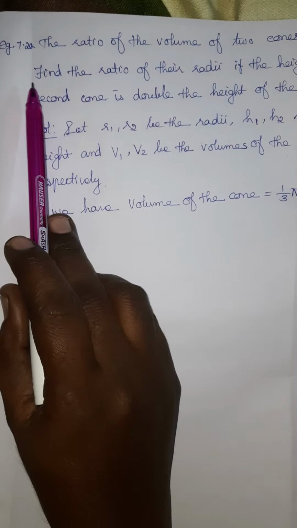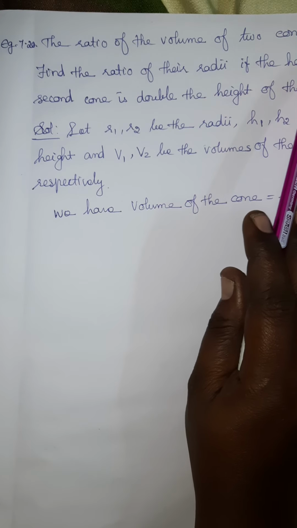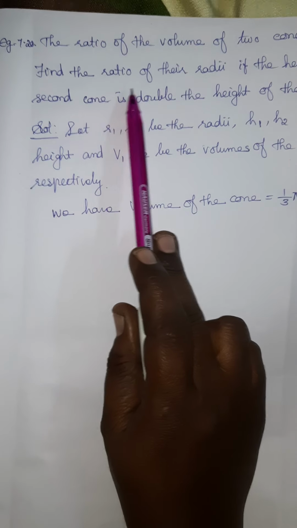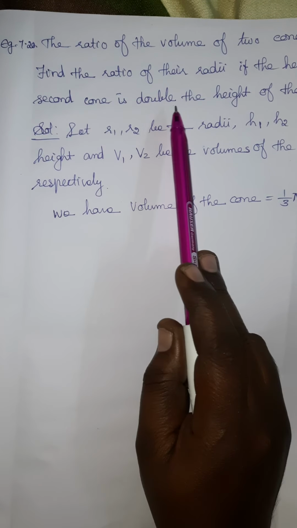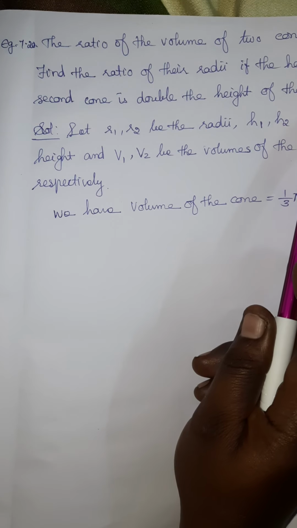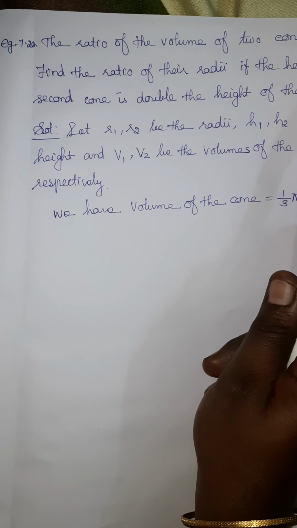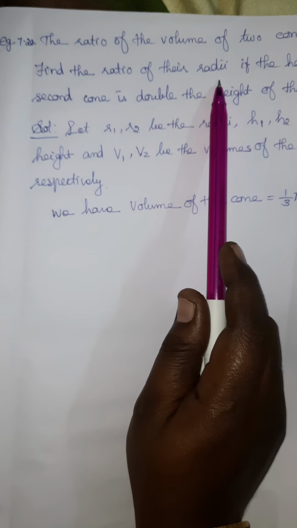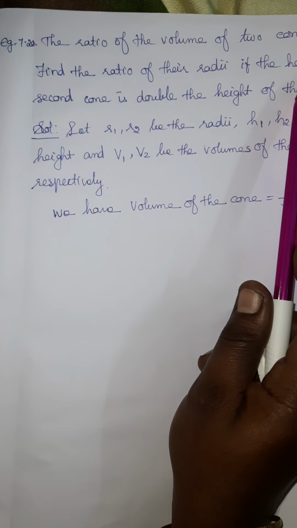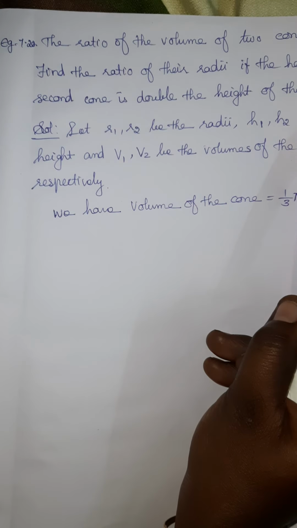Let us learn example 720. The ratio of the volume of two cones is 2:3. Find the ratio of their radii if the height of the second cone is double the height of the first cone. Okay, so here the volume of the two cones is given as 2:3. Then they ask the ratio of the radii, but they have given the relation that the height of the second cone is double the height of the first cone.